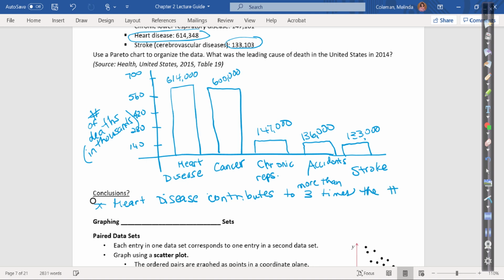The number of deaths than chronic respiratory, accidents, and stroke combined. Of course, the same data could be said if you just replace the words heart disease with cancer, because it's still a true statement.